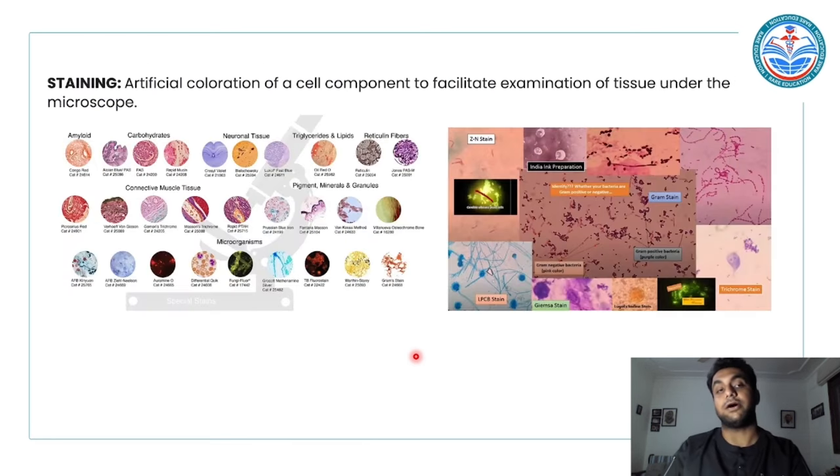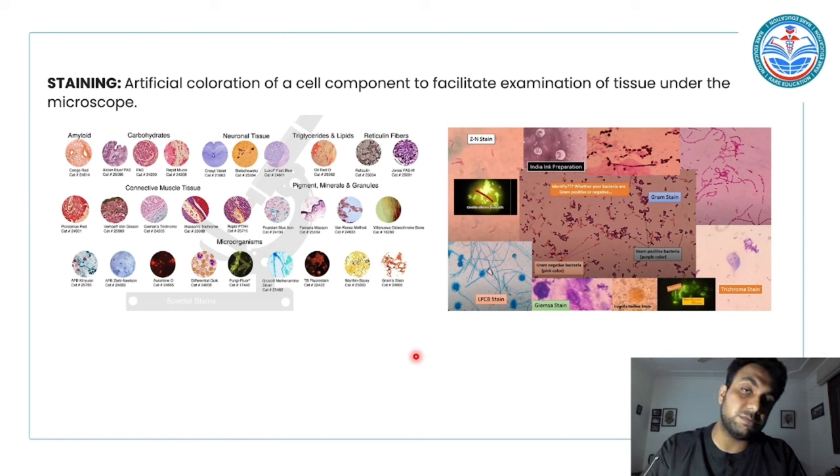Understand that. Now, staining: different stains are used. Staining is basically an artificial coloration, or a color that we add from outside to see the tissue or the cells. There are different kinds of stains like Ziehl-Neelsen stain, India ink stain, Gram stain. Then there are lactophenol stain, Giemsa stain, Lugol's iodine, trichrome stain. Then Masson's trichrome, periodic acid-Schiff, Congo red, different stains for different things. Now, do we really need to remember all of them? The sad answer is yes.